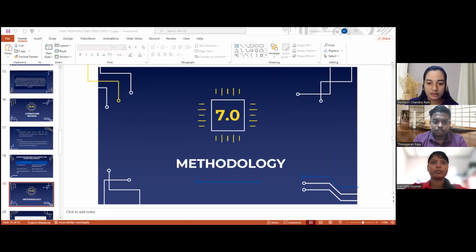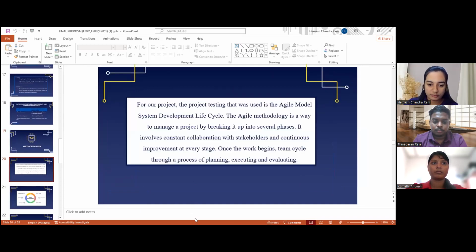Furthermore, here are the improvements between... sorry. So moving on to methodology. I'm going to elaborate on which methodology we use. So here it is, the methodology for our project.